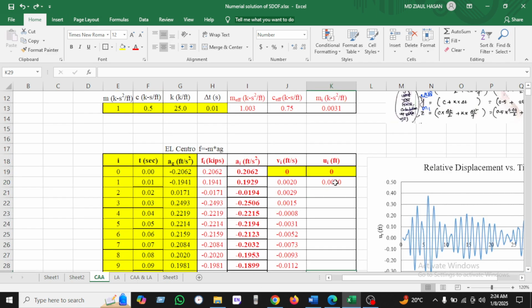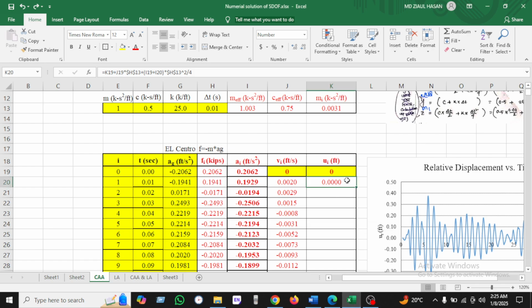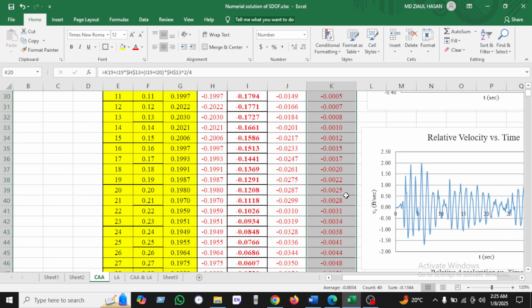And how will we get U2? U2 is calculated by this equation. We know U1 is the first U, which is taken as 0, and B1, which is taken as 0, and delta t times a_i plus a_i into delta t square divided by 4, and found U2. So in this way we will calculate U2 and all these things.